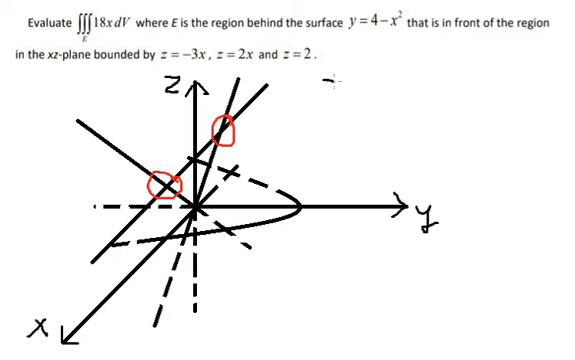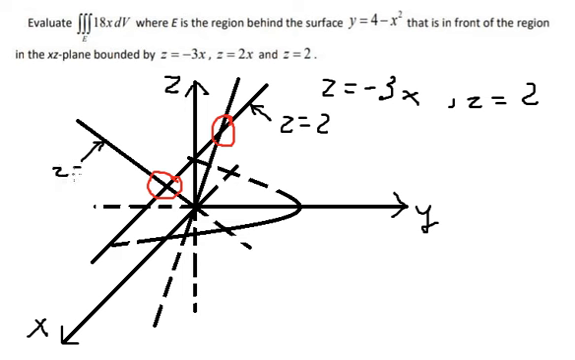So we have z equals negative 3s and z equals 2. This line in here is z equals 2, this line in here is z equals 2s, and this line in here is z equals negative 3s. To find the intersection, we put negative 3s equals 2, and we have s equals negative 2 over 3.